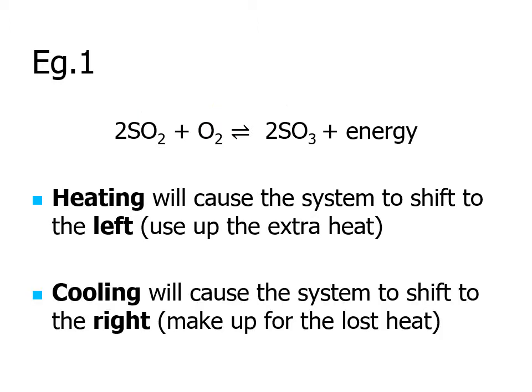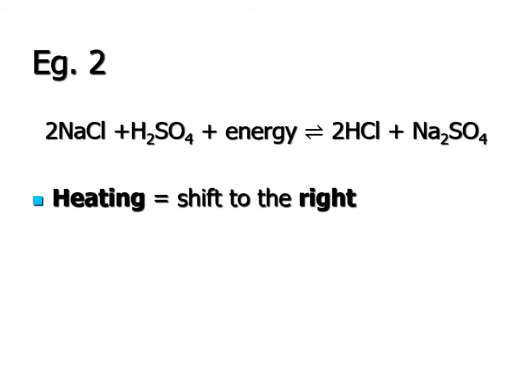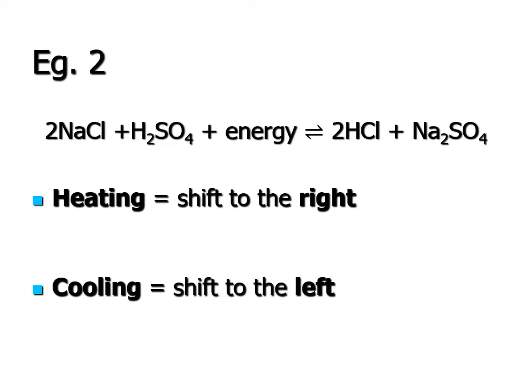If we were to cool this system down, it's going to cause it to shift to the right. The reactants will be used up to make more product, and it'll reestablish a new equilibrium. Now, when we're changing the temperature, the K value is going to be changing. When we're changing the concentrations, the K value remains the same. So if we had this particular example here, another reaction, it's an endothermic reaction. Heating it is going to shift it to the right. Cooling it down is going to shift it to the left.